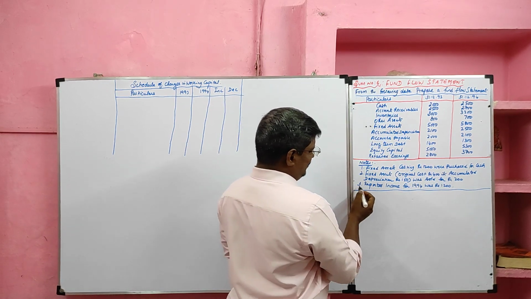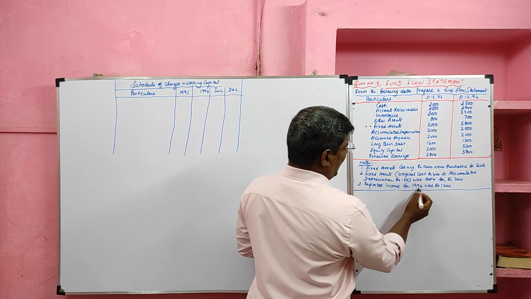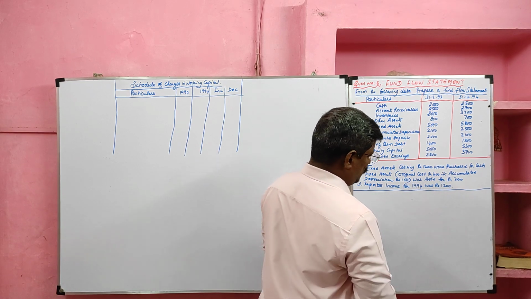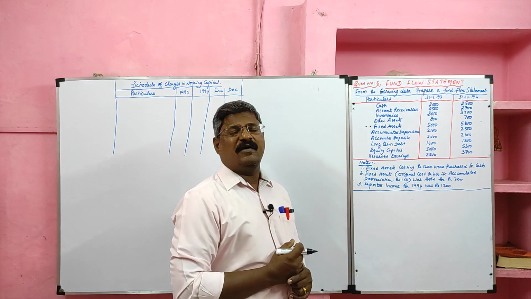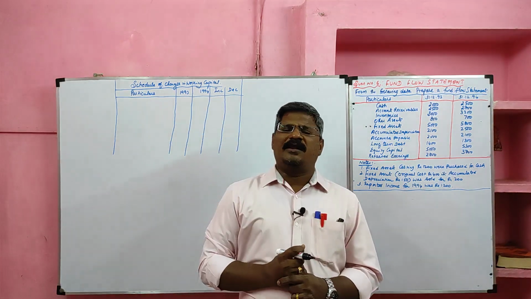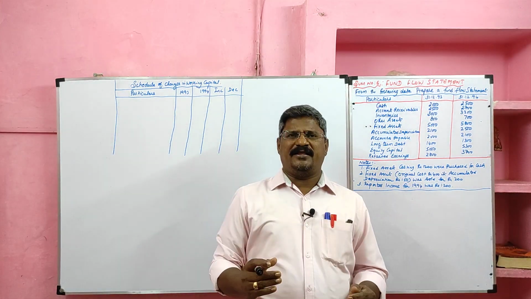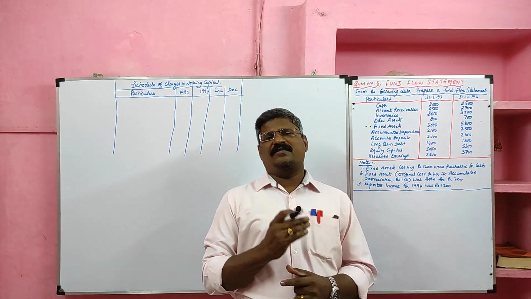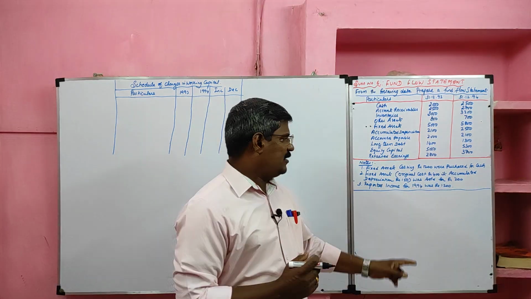Then at last, the third one: reported income for 1994 was rupees 1200. First we should know the meaning of reported income. Reported income means profit earned during the year, or we can say net profit of the current year. That is called reported income.